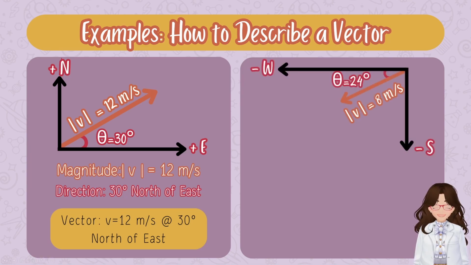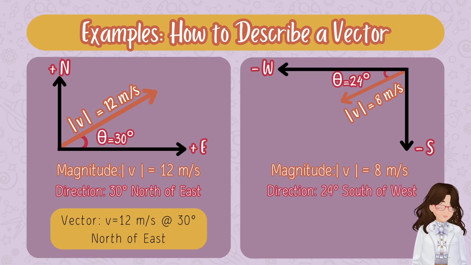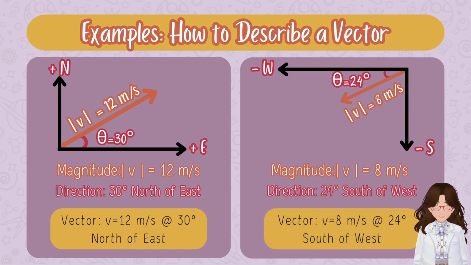In our second case, you can see that the magnitude is going to be 8 meters per second. But in this case, we're actually not starting from the traditional 0 point. We're starting from the negative side of the x-axis, located at 24 degrees south of west, meaning that we move down from west to get to our angle. So our total vector would be v is equal to 8 meters per second at 24 degrees south of west.